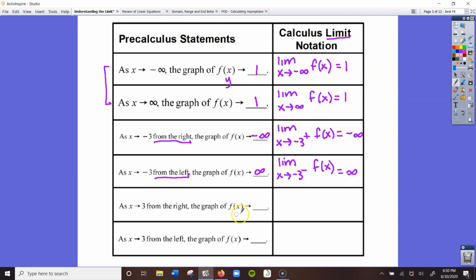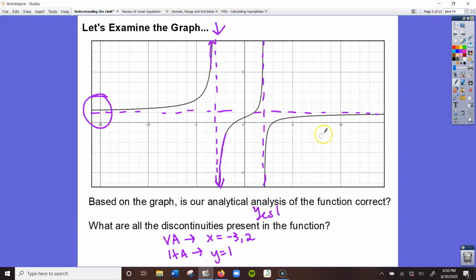Now let's look as x is approaching 3 from the right. So now we're looking at when x is approaching positive 3. Positive 3 is right here. It is actually a point on our graph. If that's the case, that means that both the left and the right are approaching the same y value. That coordinate here is (3, 0). And since the graph goes through it, both limits from the left and from the right are equal to 0.